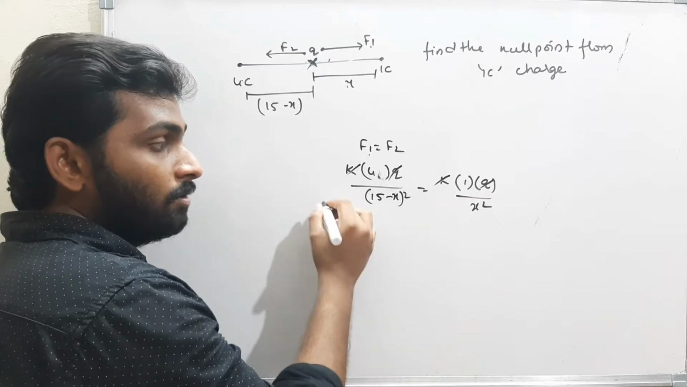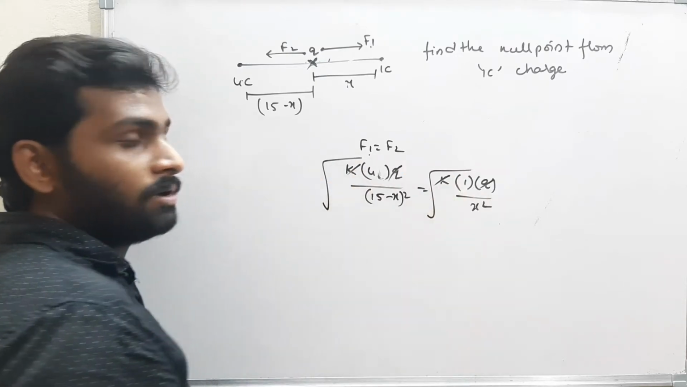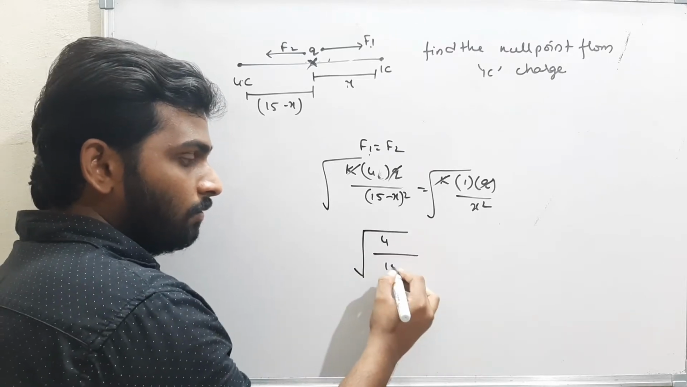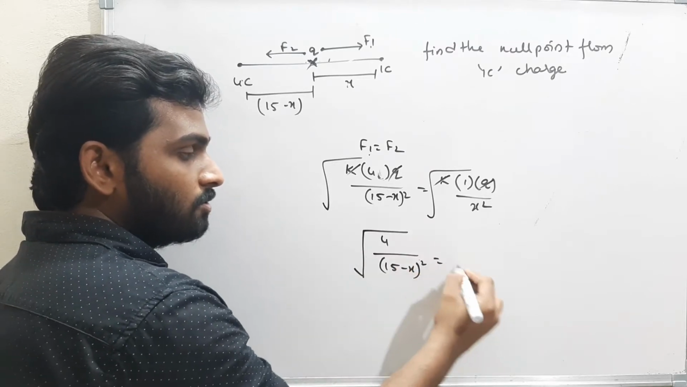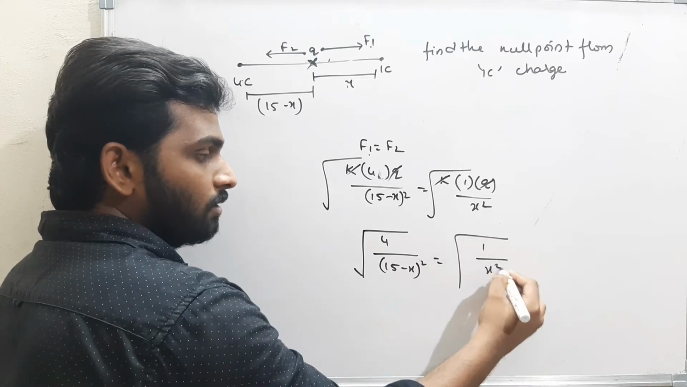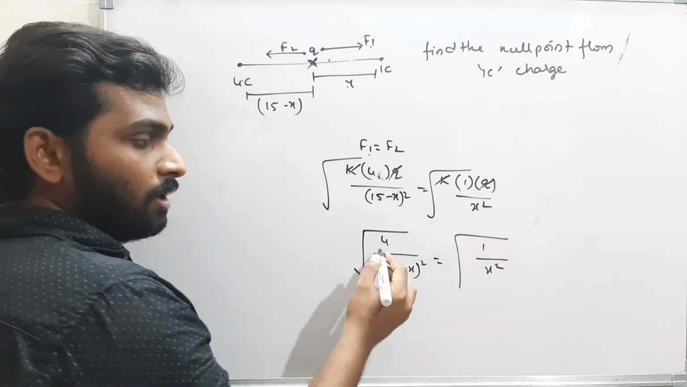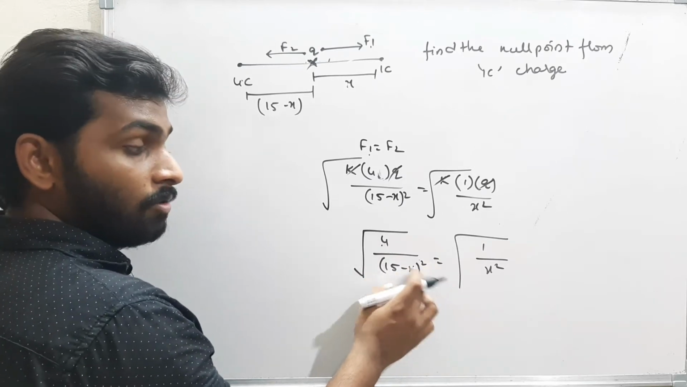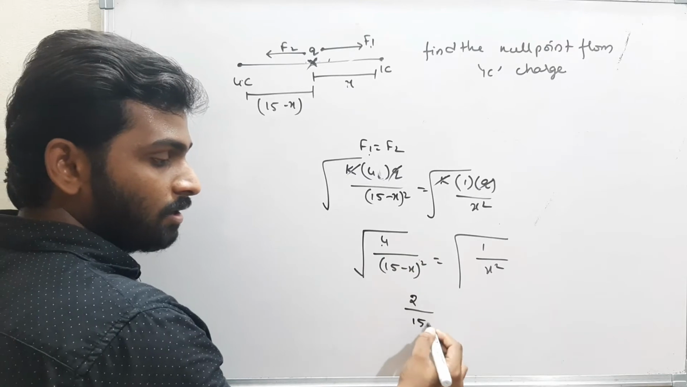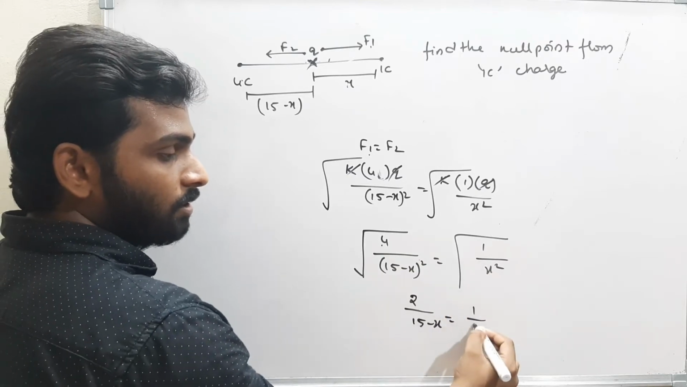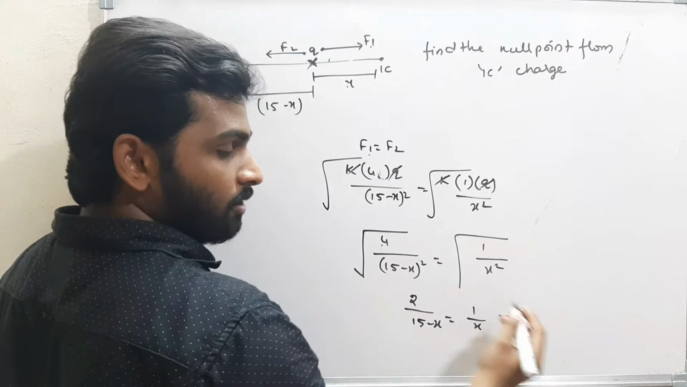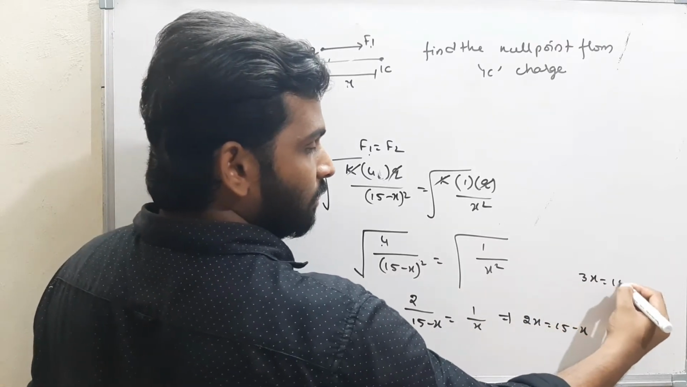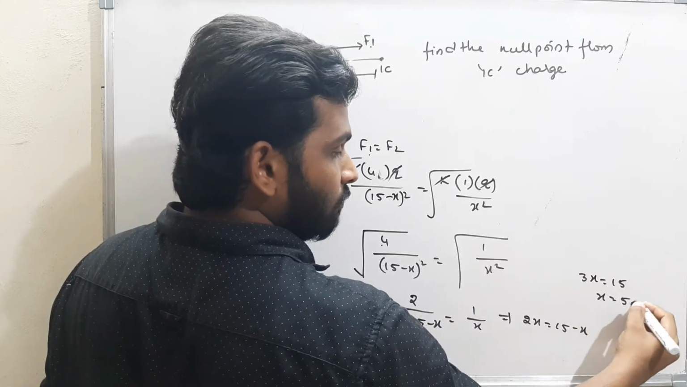Now what can we get? I am square rooting on both sides. Under root of 4 by (15 minus x) whole square is equal to under root of 1 by x square. Now what will you get? Root of 4 is 2, and the square root of (15 minus x) square is 15 minus x, so 2 by (15 minus x) equals 1 by x. Therefore, calculate it: 2x is equal to 15 minus x. Therefore, 3x is equal to 15, so x is equal to 5 meters.